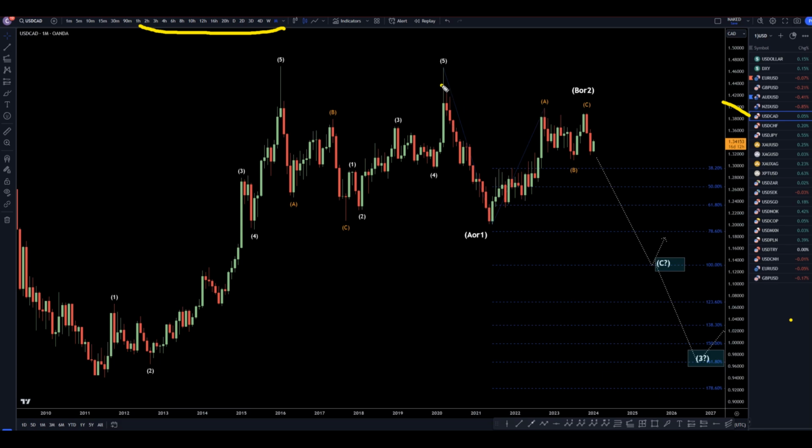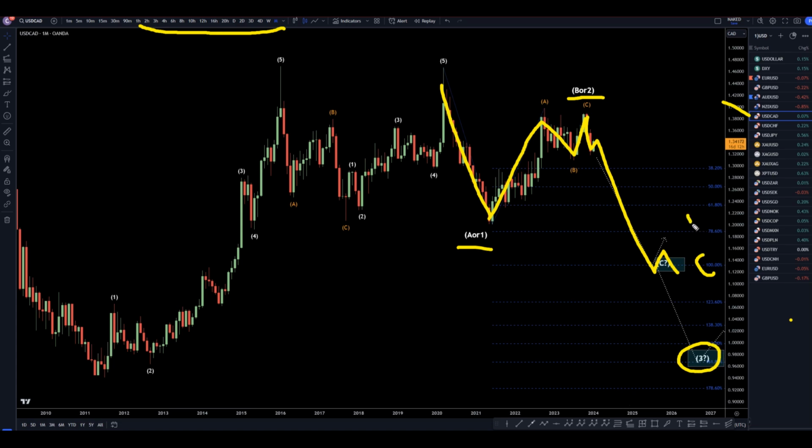So on the dollar CAD, I still think this impulsive move down is either a 1 or an A. I still think this is 3 waves up. Even though it does have a 5 wave shape, I think it is a 3 wave pattern for either a wave B or wave 2. And I think that this is going to, on this higher time frame, continue to make lower lows, lower highs for most likely a wave C, but possibly even a wave 3.